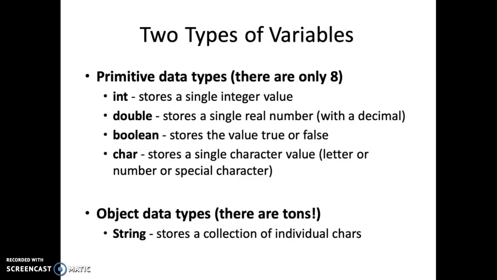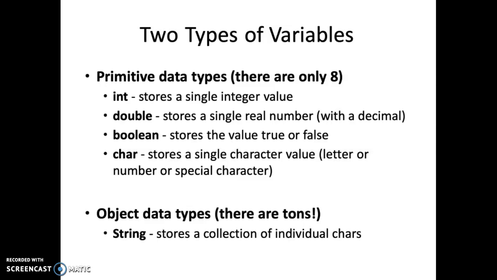For object data types, we're going to start with string, and we'll see others later, and we'll create our own as well. But there's a ton of object types. You can make your own object types, and so Java has some, and also people have made their own that we can use. But the primitives, there are only 8. These variables are stored differently. You just need to know that for now.